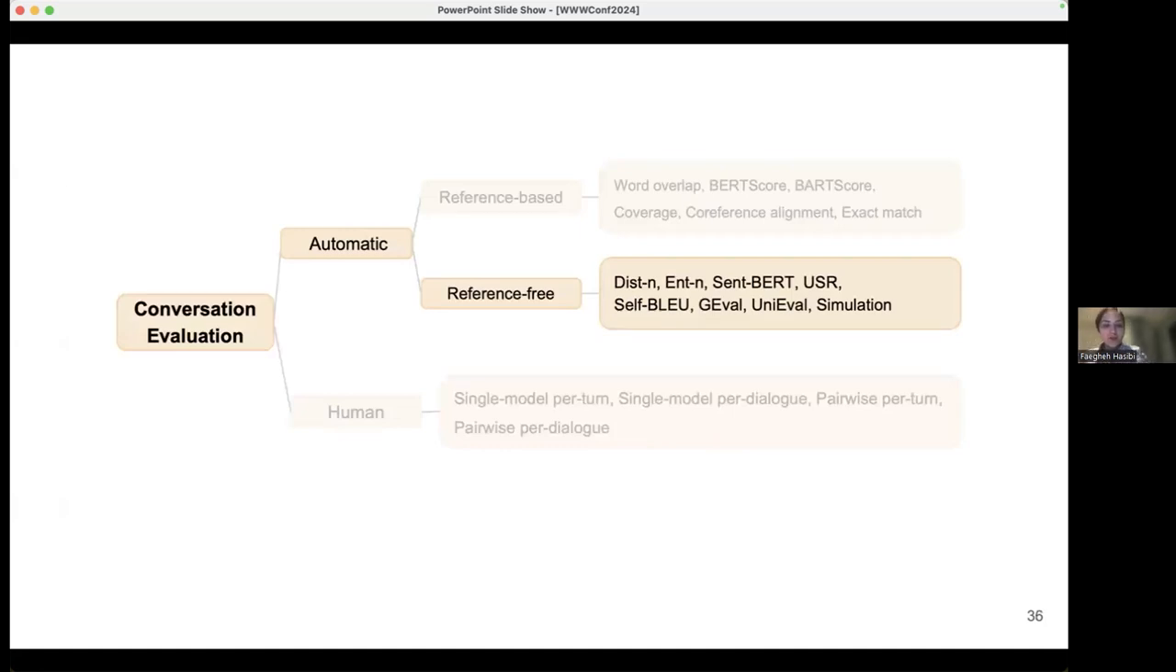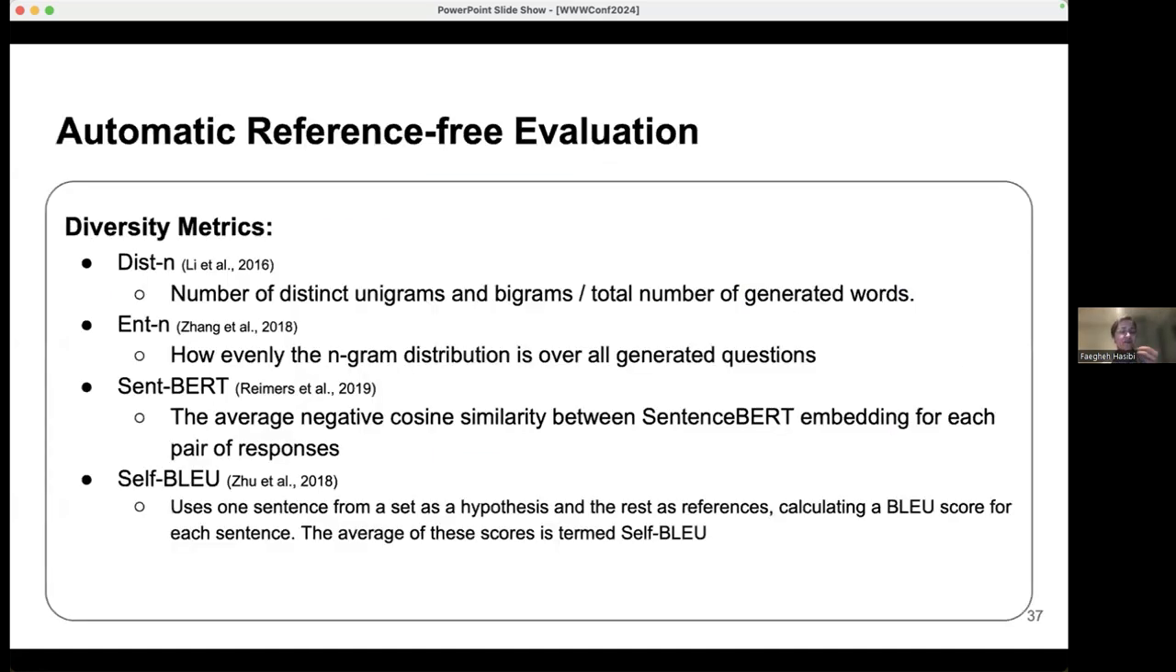So the second group of these automatic evaluation metrics, which is commonly used and needed for synthetic conversation generation, is reference-free metrics. So let's look at some of them. The first category is diversity metrics. In these diversity metrics, our aim is to capture how diverse the generated dialogue is. This is a metric on which LLMs often show lower scores compared to humans, because the generated responses are not that diverse.